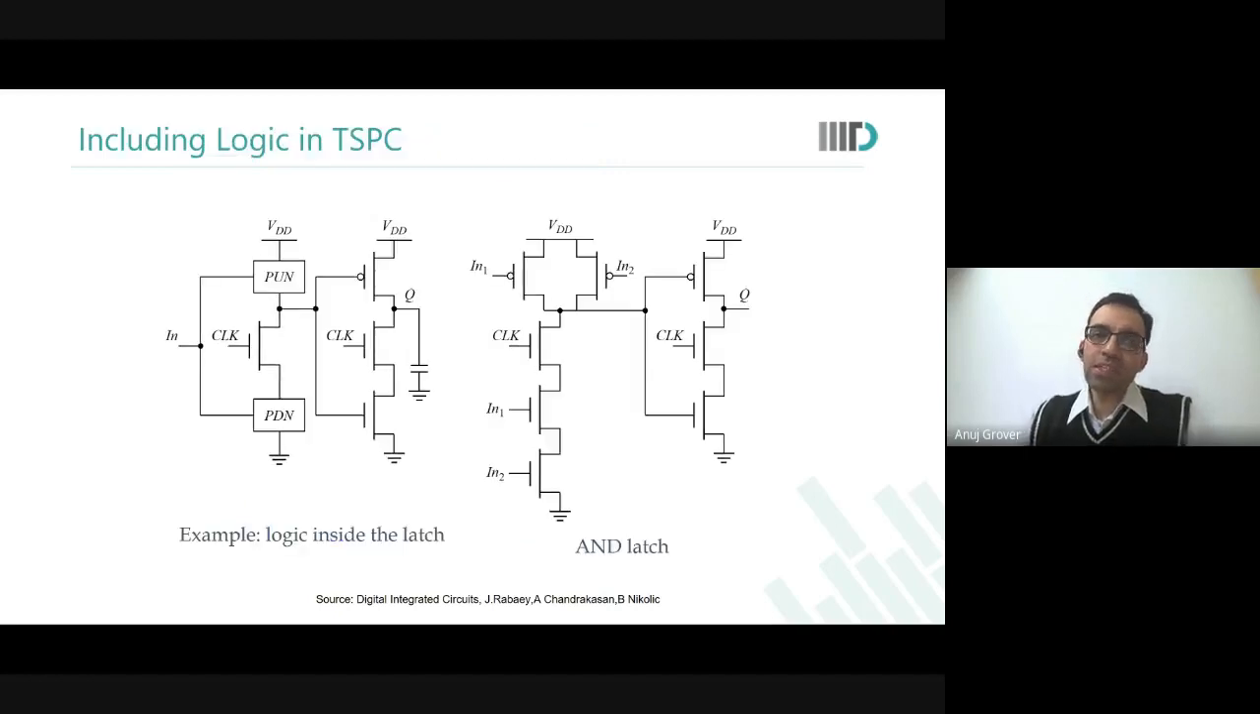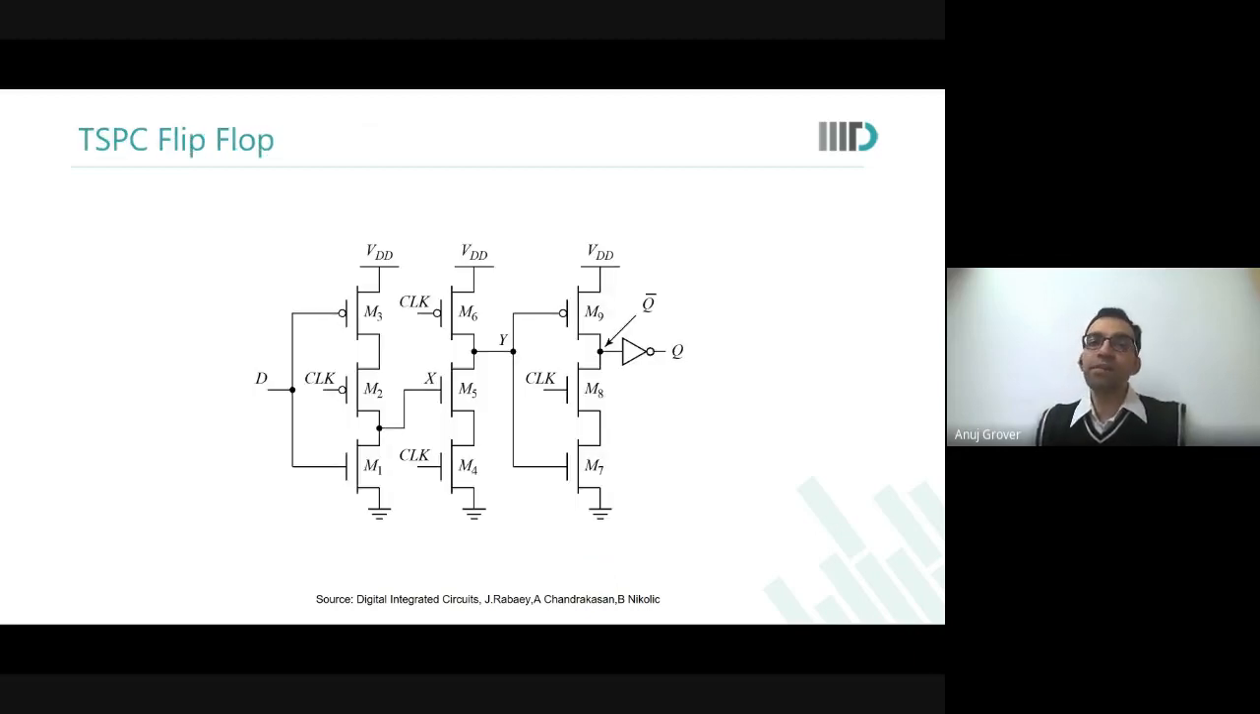So in the TSPC kind of a scenario, you can also put logic there. So you can have AND latches, NAND latches, and so on. So you can use this kind of a thing in TSPC latches. So what we said just now, that we needed to mix an enable signal with the clock, this could be one good way to do it. Okay. And this is the TSPC flip-flop.